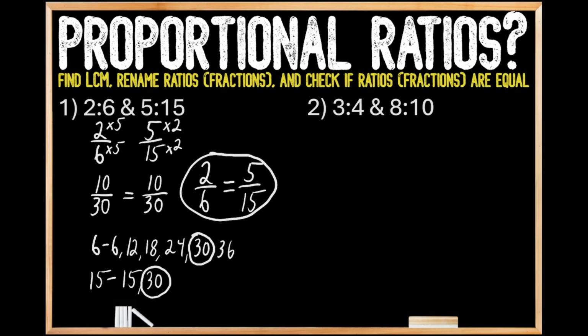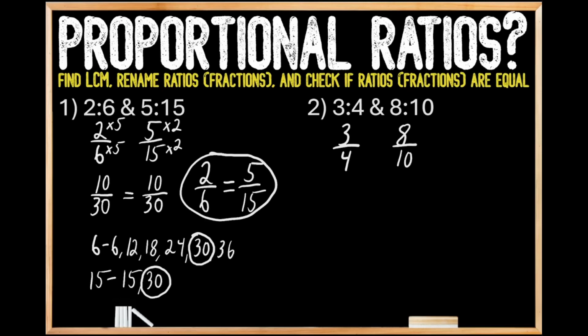Now moving on to question number 2, where this time we're being asked to determine if the ratios 3 to 4 and 8 to 10 form a proportion. Remembering our first problem, the first step is to rewrite these ratios in fractional form. So our first ratio is 3 to 4, and our second ratio is 8 to 10. Now that we've rewritten these ratios in fractional form, we're ready to start working through our steps that are highlighted in yellow. First, we're going to find the least common multiple for our bottom terms.